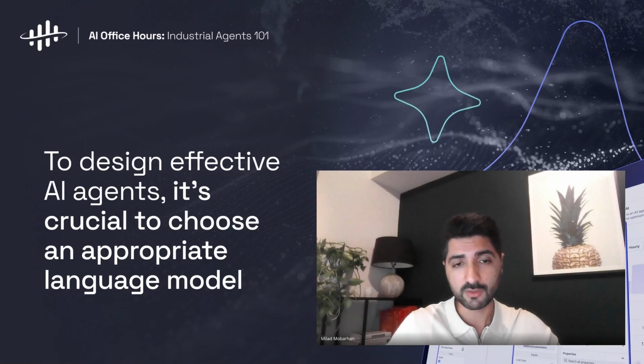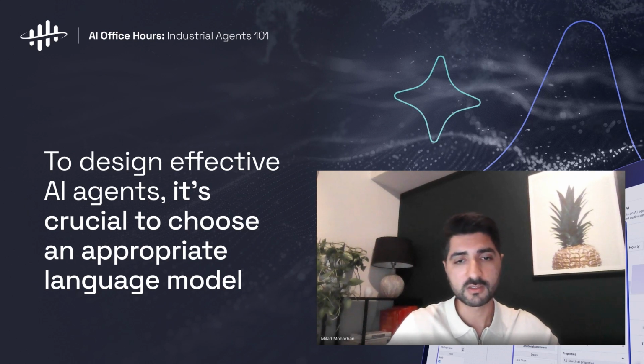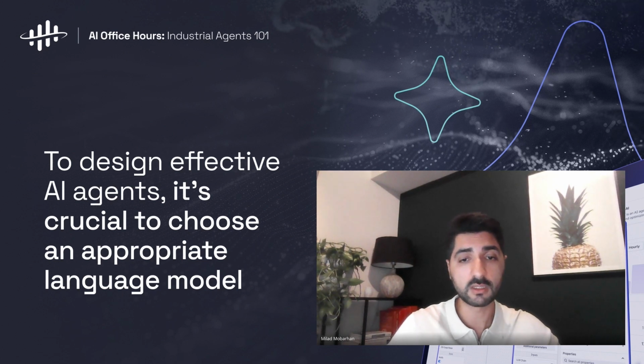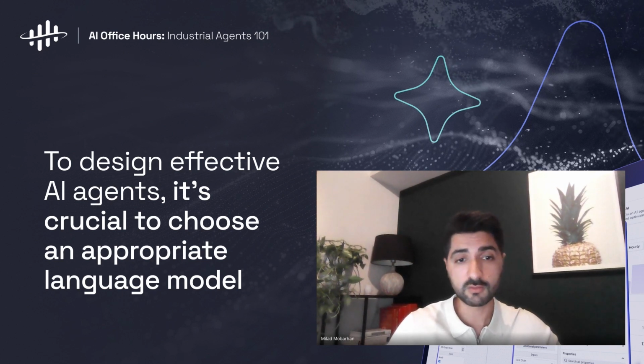So let's say you have built a solution that is powered by a language model, and you replace that model with a different model. If you don't change anything else in your system, you're really not guaranteed that you get the same results. And usually you don't. And even when you try to adapt the rest of the system to this new model, you don't necessarily get the same results. So to design effective AI agents, it's really crucial to carefully choose an appropriate language model with capabilities that are aligned with the intended use and objective of the agent.